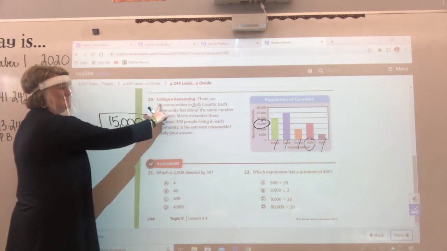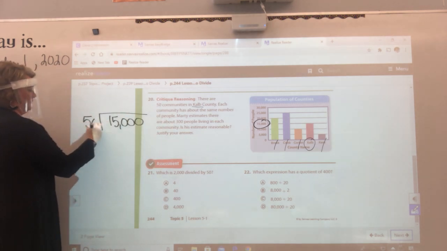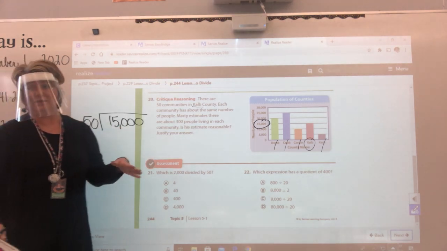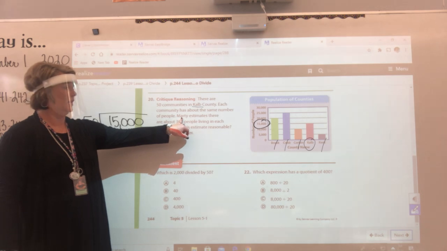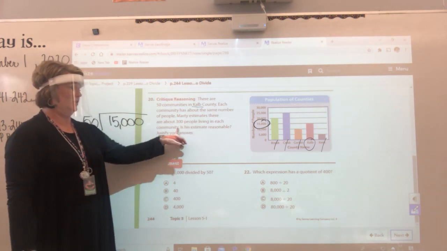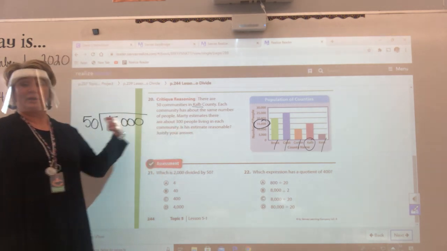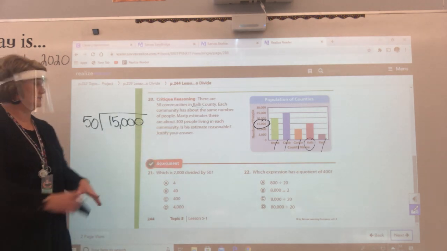How many different places in the county does it say you could live? This must be a bigger county. 50. Now, stop for a minute because we didn't read the whole problem. Get your pencil on where it says Marty. Marty estimates that there are about 300 people living in each community. Is his estimate reasonable? You know what that means? They gave us the answer. We've got to work it out and see if our answer agrees with his answer, okay? So that's what we're going to do.